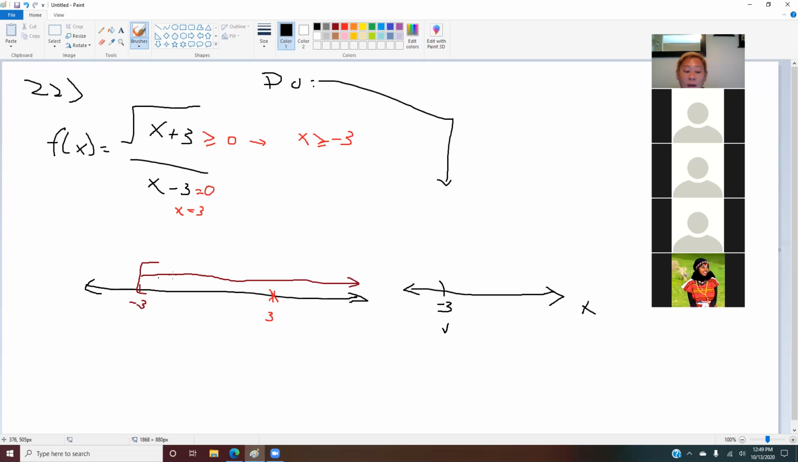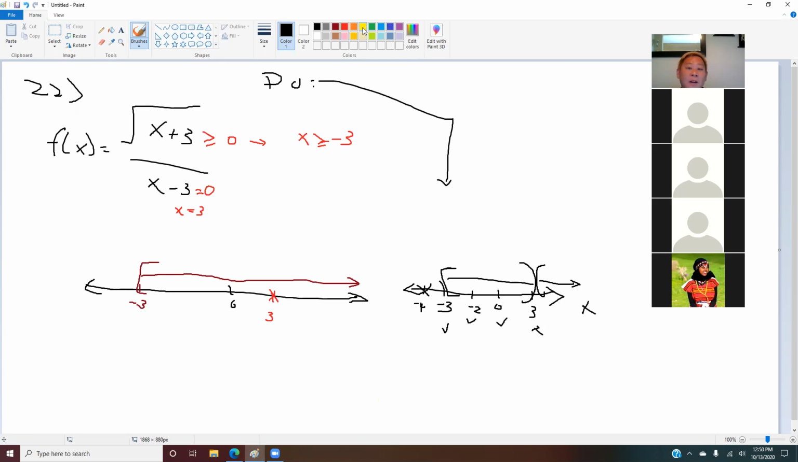Yes, we can. Can we take -4? No, we cannot, because -4 is not inside this domain here. How about -2? Yes, because the line includes it. 0? Yes, because 0 is here. How about 3? Can you take 3? No, you cannot. Take it greater than -3. So it'll be -3 till 3, and then 3 to infinity.